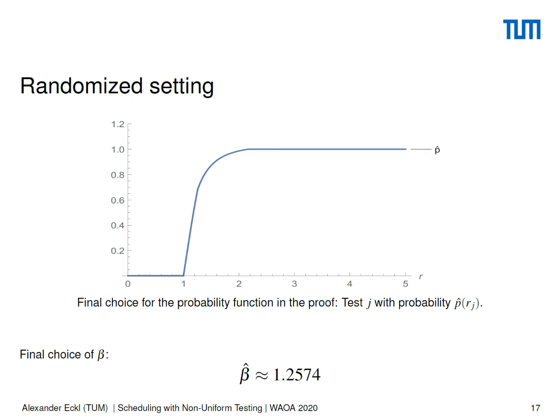If we combine this definition of p hat with the final definition of beta hat, which is about 1.26, then we can get our final competitive ratio for the algorithm, which is 3.3794.